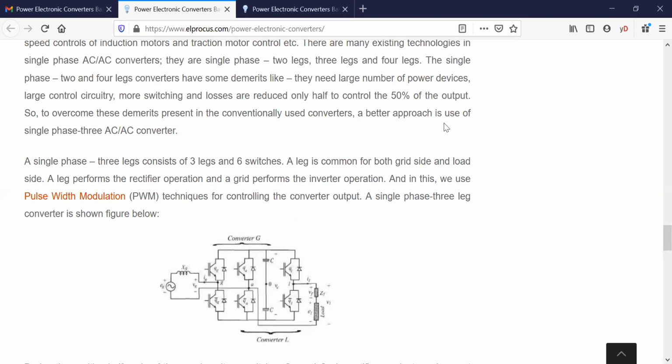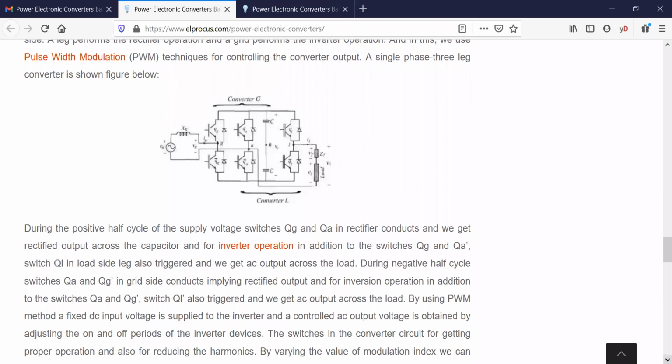And we are using pulse width modulation, or PWM, techniques to control the converter output. The single phase 3 leg converter is shown in this figure, right? So we have 2 cycles, one is the positive cycle and the other is the negative half cycle. During the positive cycle of the supply, the switch QG or QA in the rectifier mode will conduct and we will get the rectified output across the capacitor.